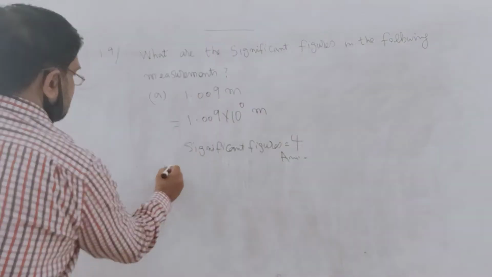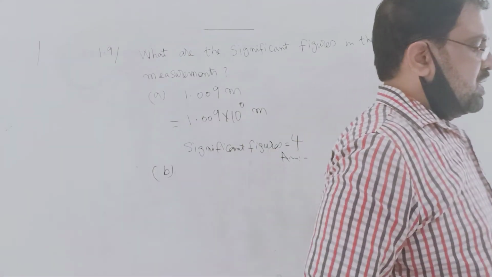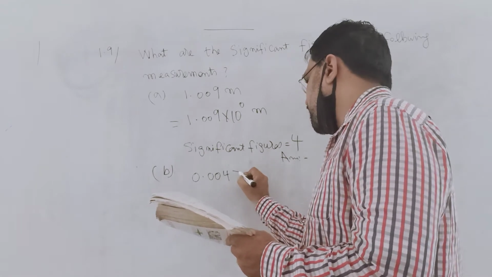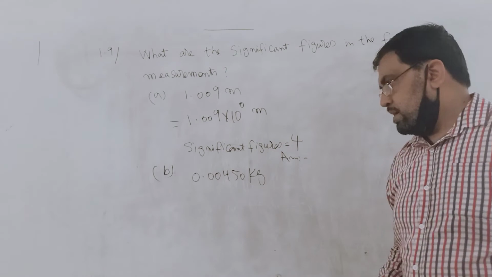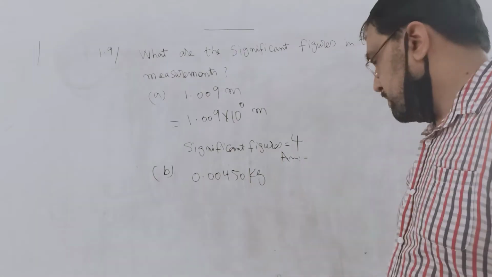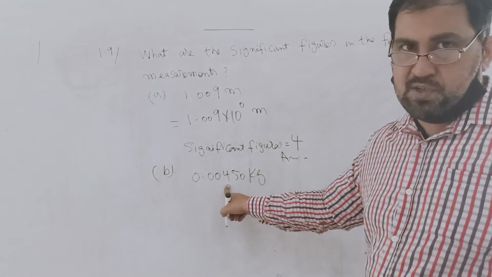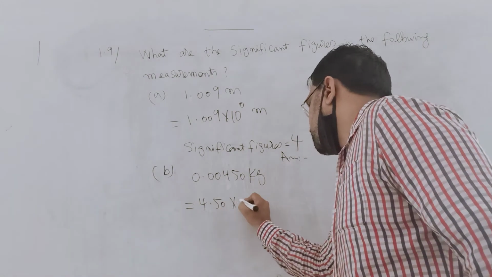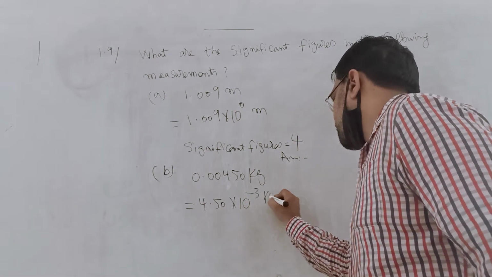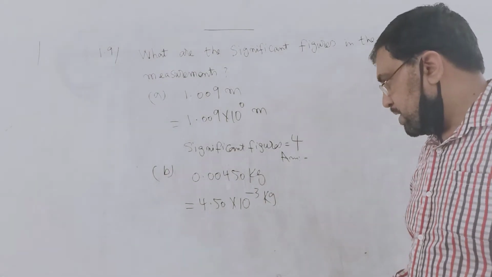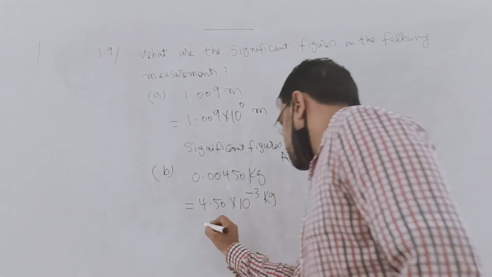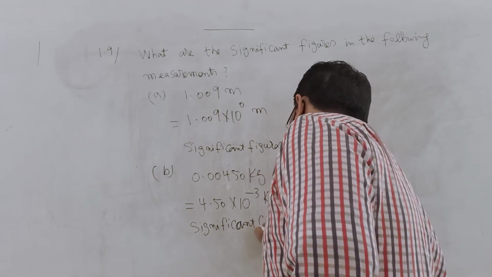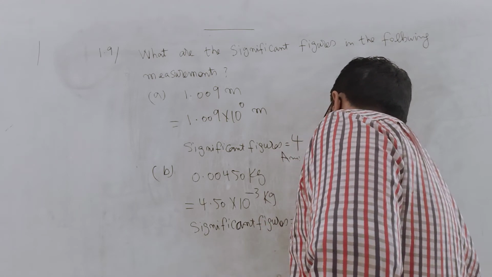B part. 0.00450 kg. Also change this quantity into scientific notation. The point must be placed after the first digit, and the first digit is 4. 4.50 into 10 raised to power minus 3. Count the number of digits: 1, 2, 3. So its significant figures is equal to 3.